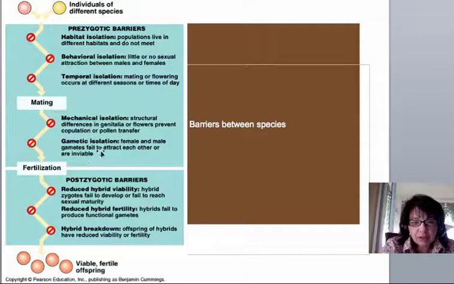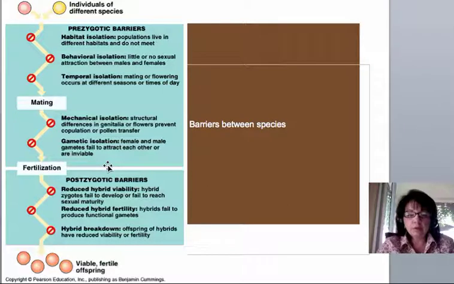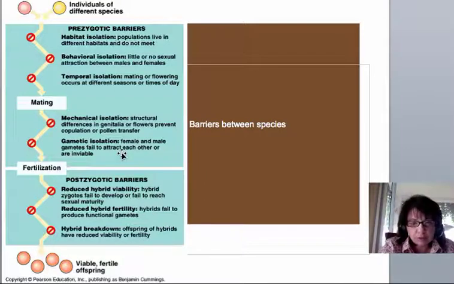And then gametic isolation is a little bit more molecular. So maybe there are receptors that are not expressed appropriately, so the sperm of one species cannot bind the receptors on the egg of another species. And then after fertilization, things can fall apart. So sometimes the embryo won't develop.